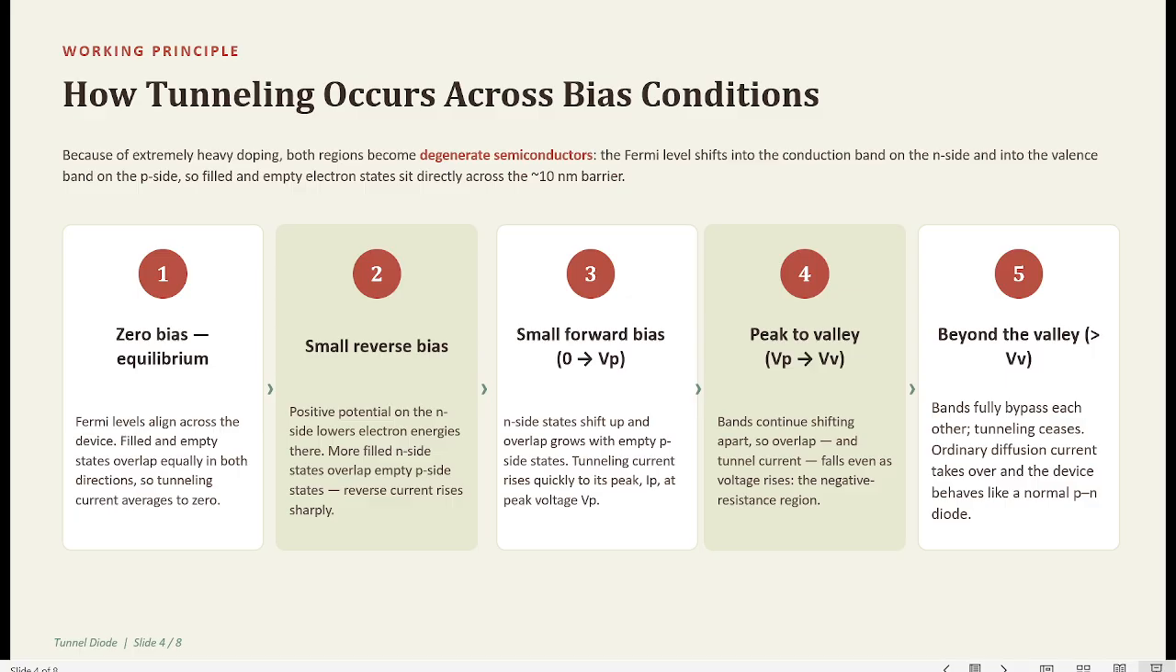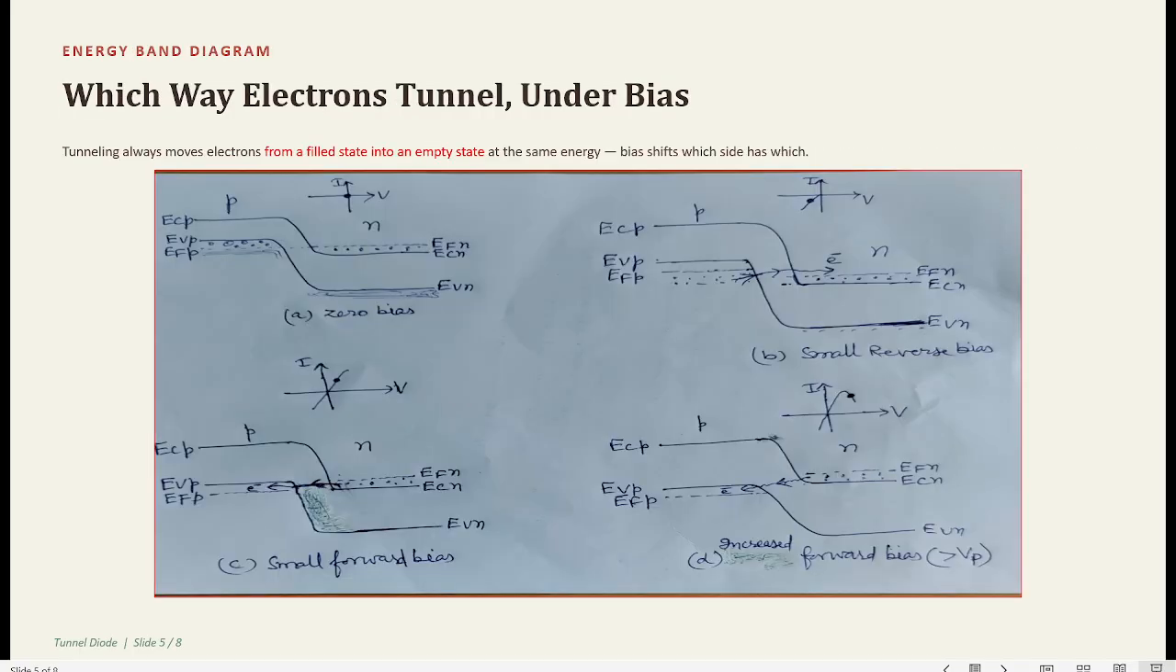And in the next case we will see what the effect of applying a small forward bias between the values 0 and the peak voltage is. And after that we will increase the forward bias and we will see what happens after the forward voltage has exceeded the peak voltage of the tunnel diode. And finally we will see what happens when the voltage has increased even beyond the valley voltage.